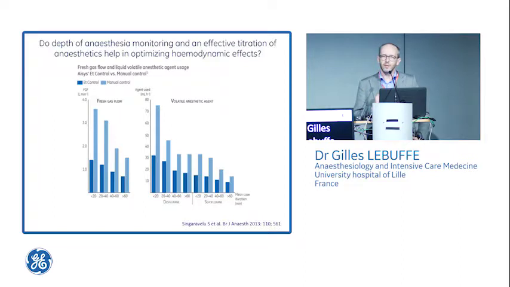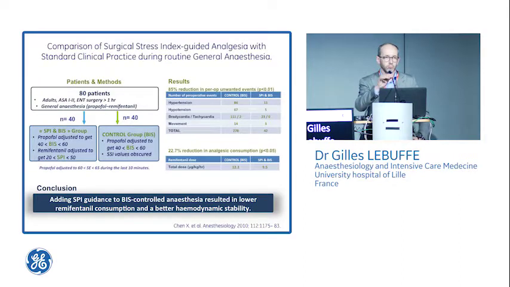Under general anesthesia, your patient is under opioid. And so you also have to titrate your opioid. And this study is quite interesting because it has two groups. They use a sympathetic tone monitor.